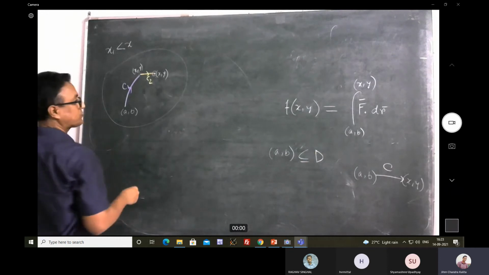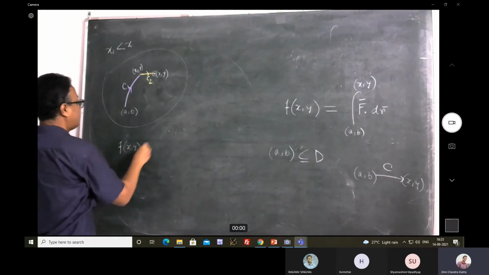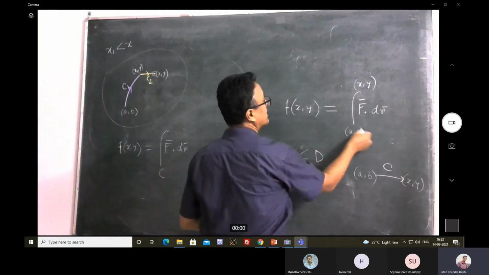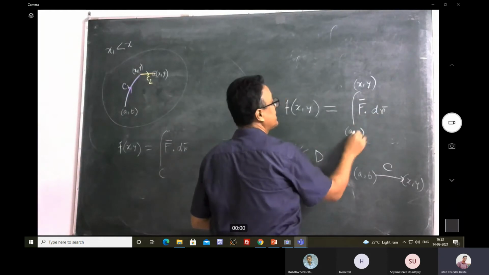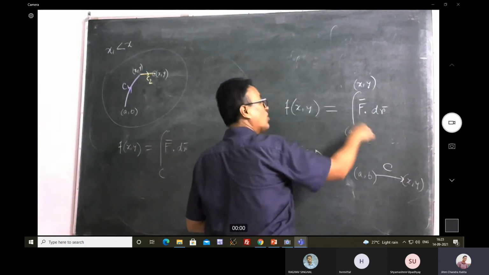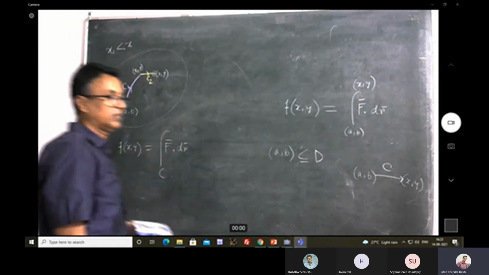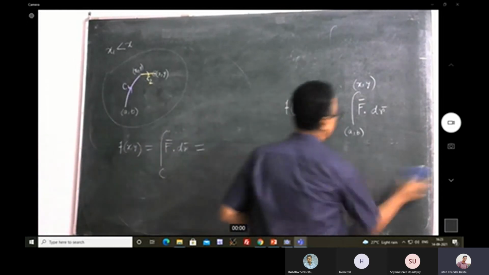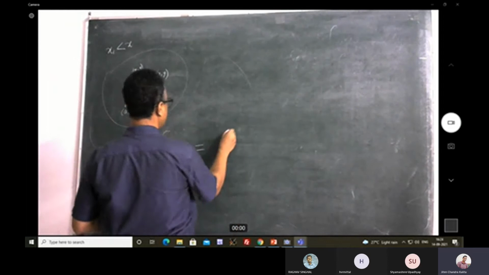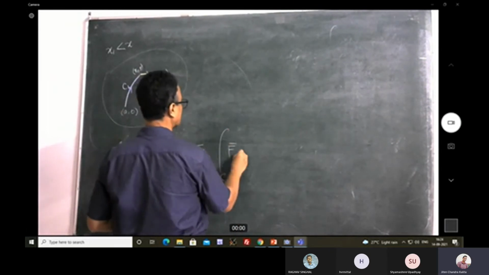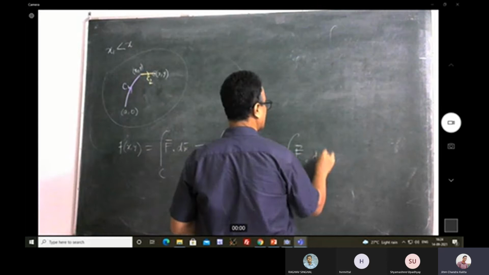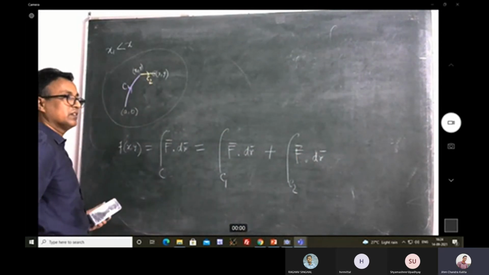So then what is going to happen? Then f of x, y, as I have told you, this is my integrand. It is a line integral along a curve joining the points a, b to x, y. That's it. So that is why f of x, y is simply this. And this I can write simply as the integral over C1 of F dot dr plus the integral over C2 of F dot dr. Is it okay?